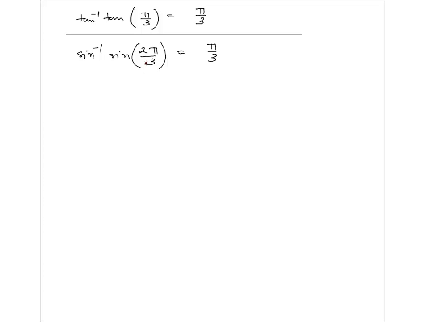So how does one do this problem? You realize that the 2 pi by 3 answer doesn't lie in the first or fourth quadrants. So you do it like this. Sine inverse of sine 2 pi by 3. Sine 2 pi by 3 is root 3 by 2. Sine inverse root 3 by 2 is pi by 3. Then how about this one? Cos inverse of cos 7 pi by 6. So that's pi by 6.